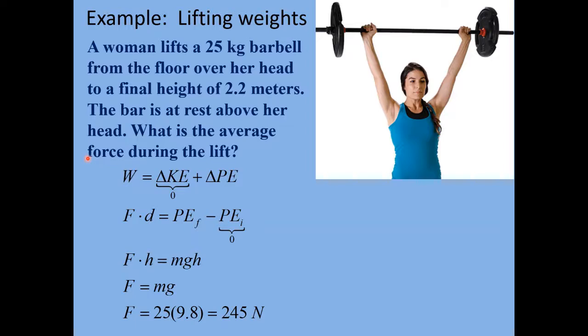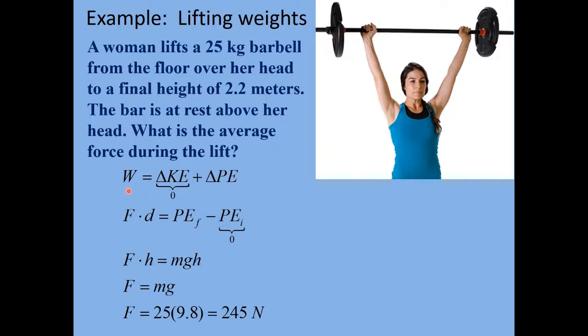All right, so let's see if we can solve this problem using the work energy theorem. The work energy theorem states that W, work, is equal to delta KE plus delta PE. Now, the change in kinetic energy is 0 because the bar started down on the floor at rest, and when it's all done, remember she's holding it above her head at rest. So the bar has 0 kinetic energy before and after, so this part is 0. What's changing is, of course, the potential energy of the bar because she's lifting it up above her head.